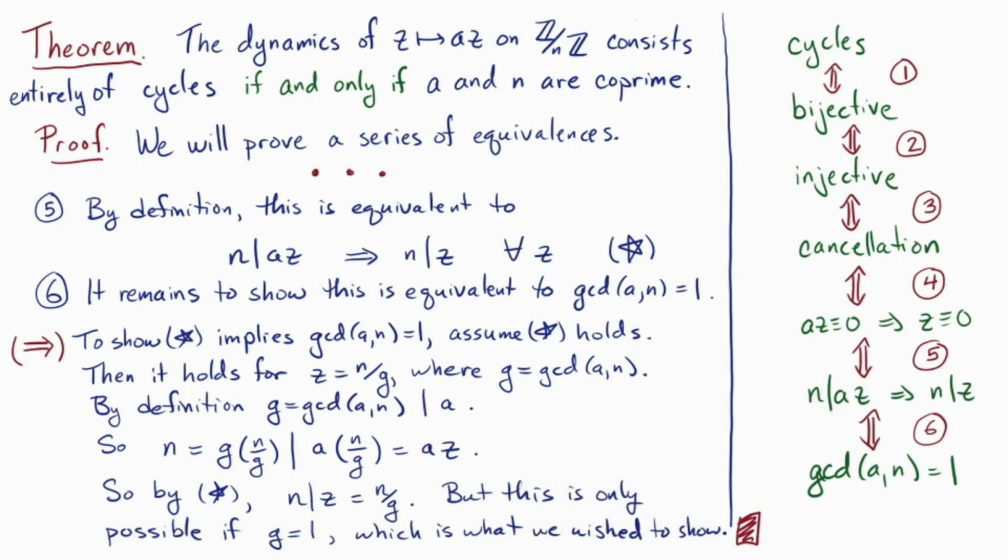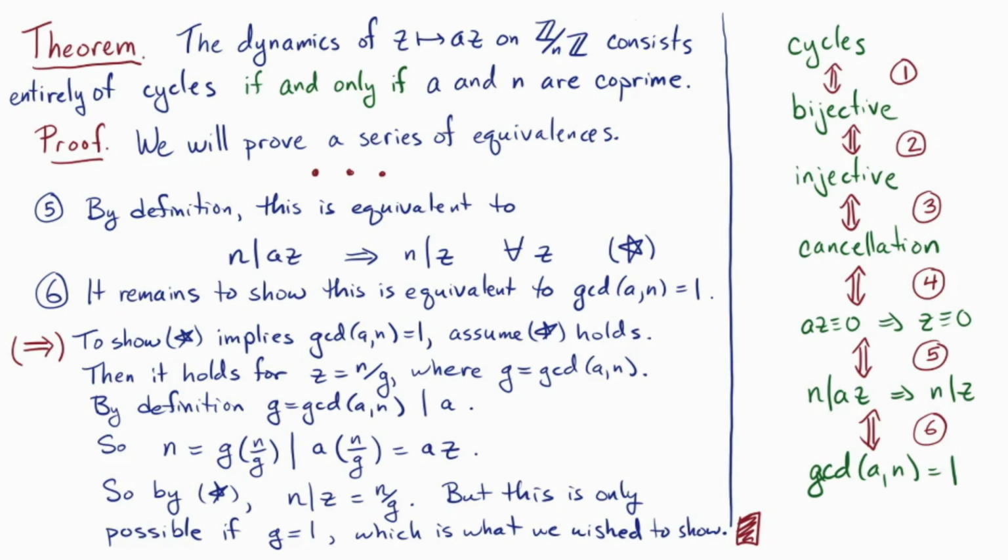Okay, so there we go. We've shown that the dynamical portrait of Z maps to AZ consists entirely of cycles if and only if A and N are coprime. So this fact is going to be immensely useful if we head further towards number theory and cryptography and various different subjects.